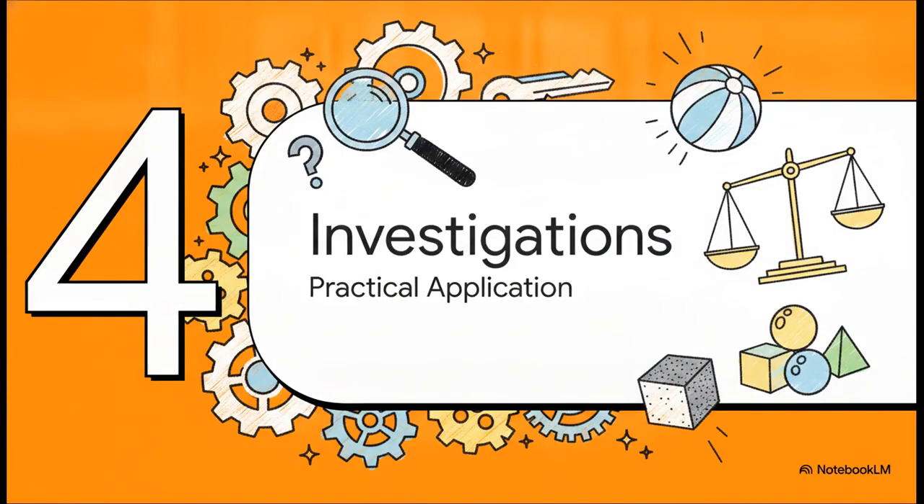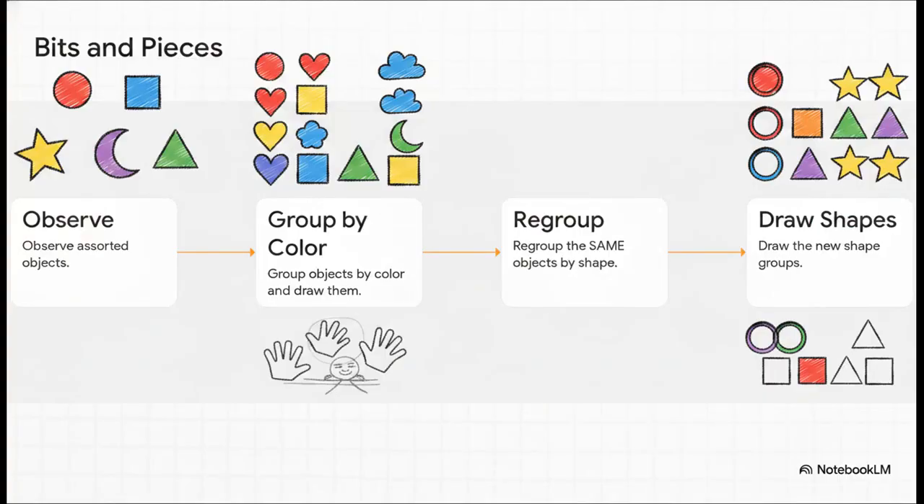Section 4. Investigations and Classroom Modifications. Practical Application. Let's shift gears into the really fun part, handing over the practical keys to the classroom investigations. This is where those physical properties come to life. In Lesson 1, you'll run the Bits and Pieces investigation. Students are going to observe assorted objects and group them by color, drawing their results. But here is the absolutely crucial step. You must have them regroup the exact same objects, this time by shape.